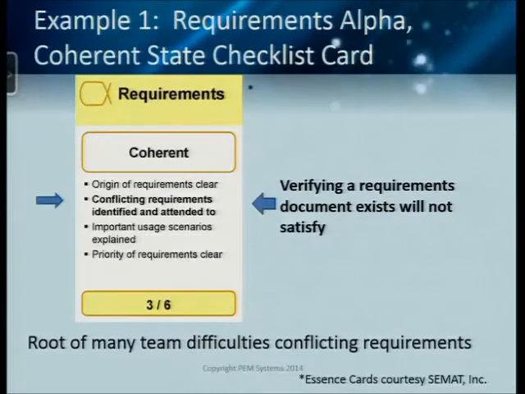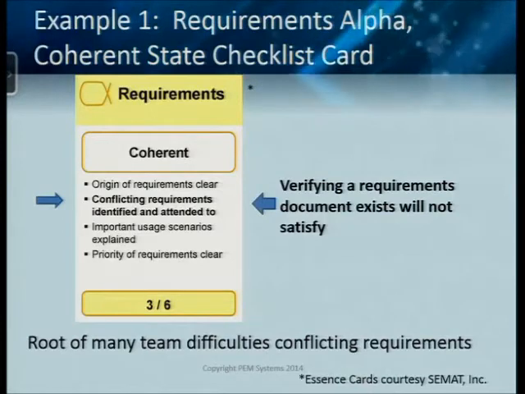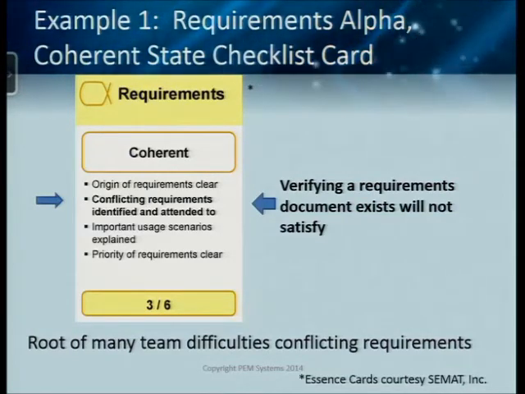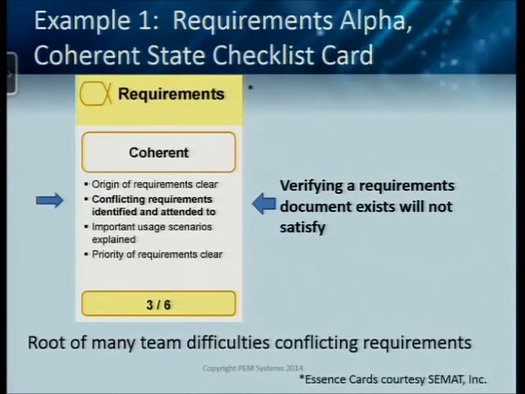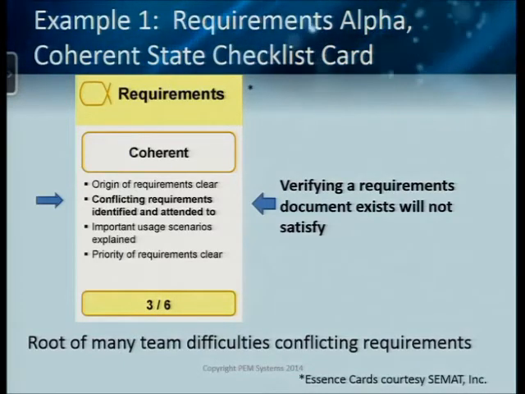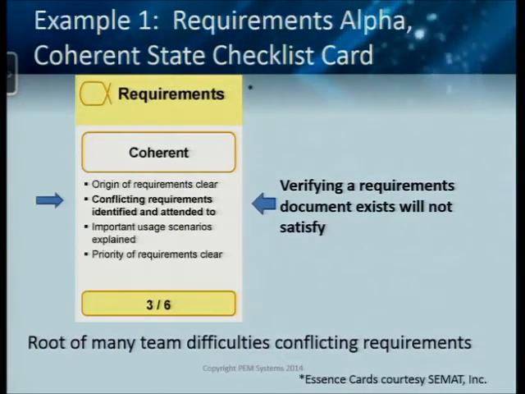And these I did talk to last April. For the requirements, one of the states is Coherent. And one of the checklist items in the Coherent state is: conflicting requirements are identified and attended to. Now if you think about that, just verifying that you have a document, which is what a typical checklist asks, do I have a requirements document? Check. But having a document is not the same as looking inside the document and finding out if there are ambiguous requirements in there or if it's unclear. Are you working the issues?